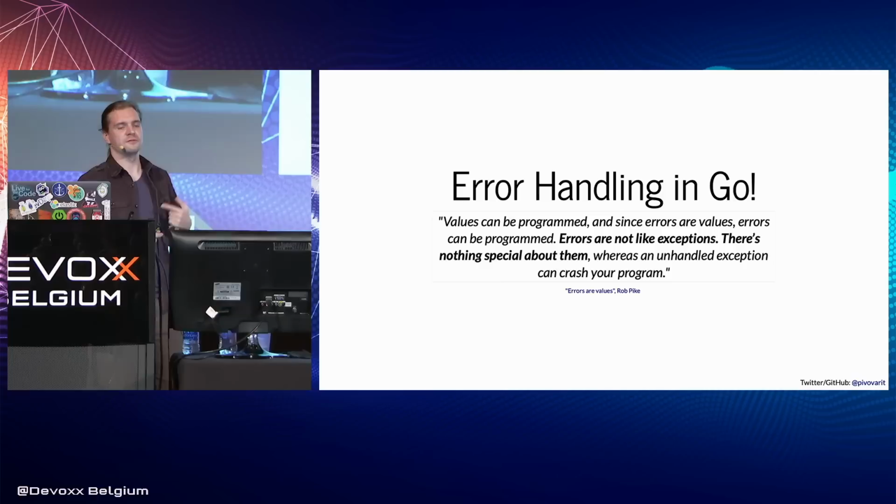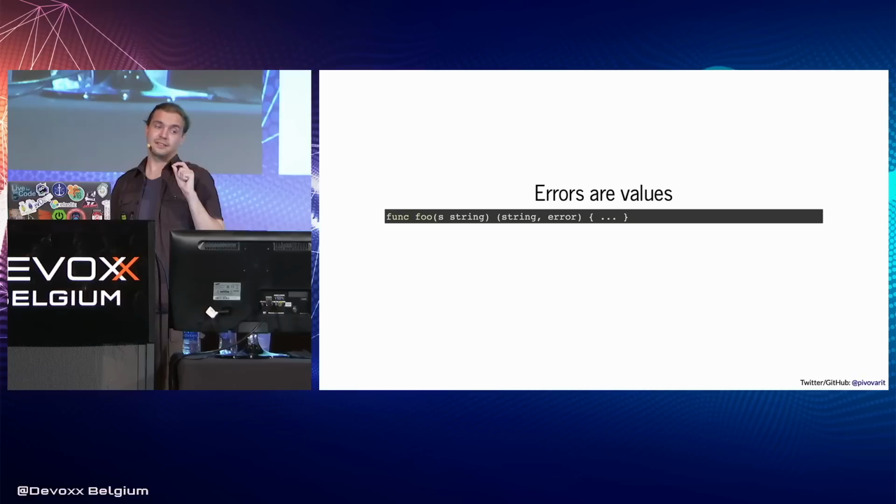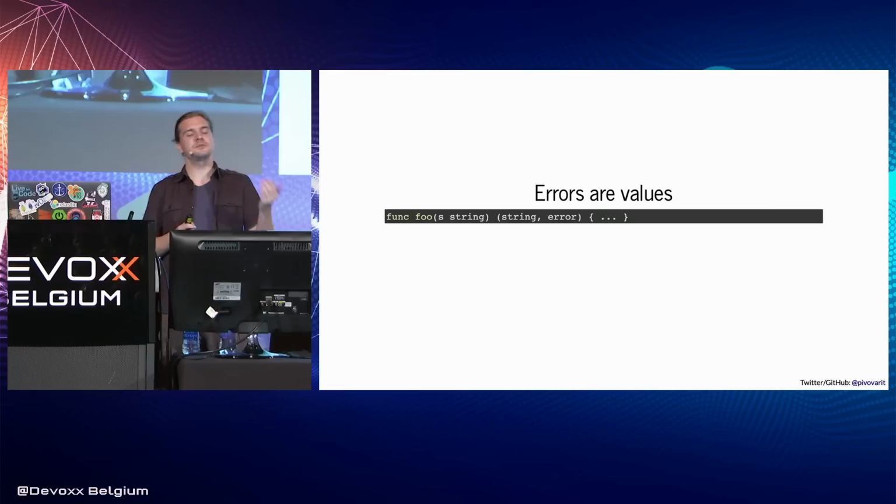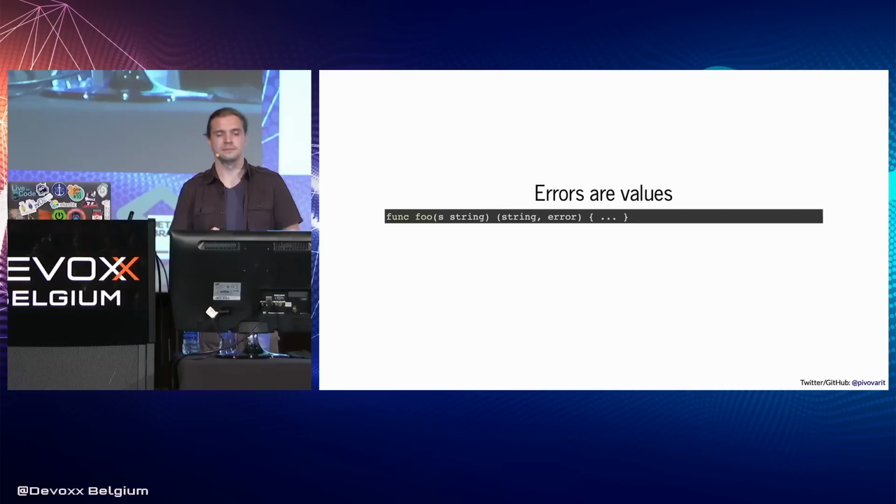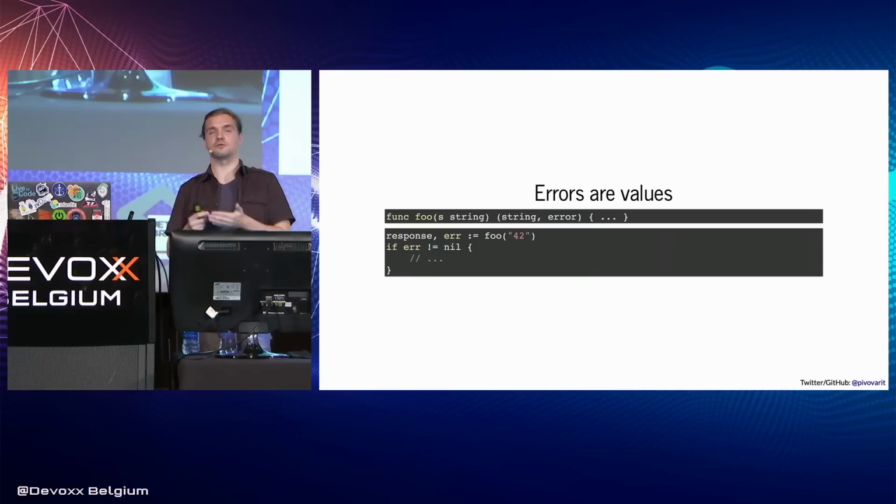In Go, you can return more than one value from a function. So if you have a method called foo that accepts a string, it can return a string and an error, for example. And what do you need to do to handle that? Well, since this is a value, you check if this value was present. So you do a simple null check, and that's all.